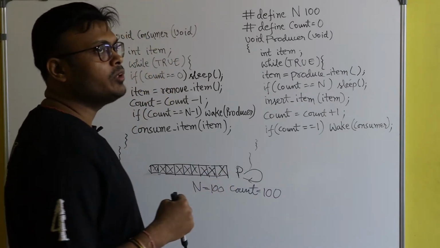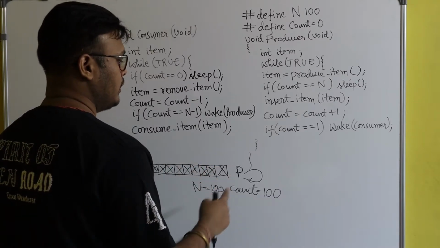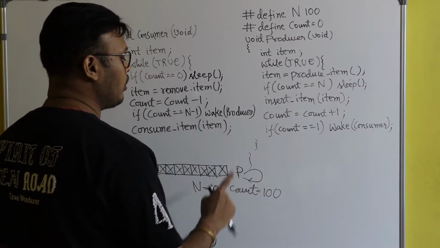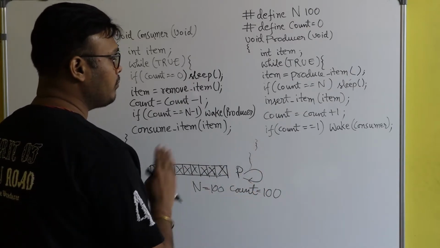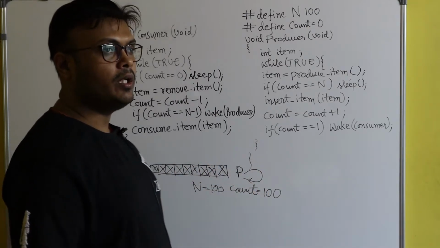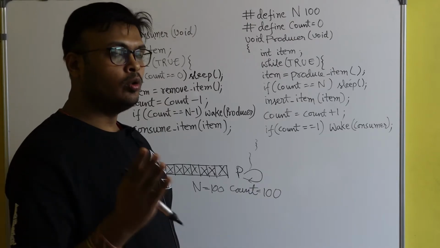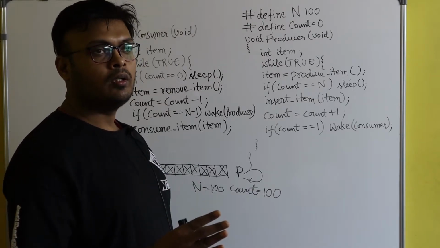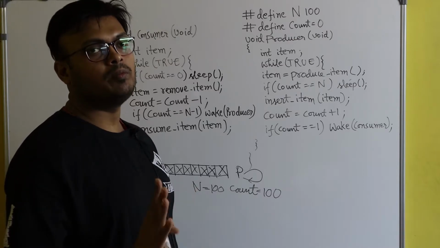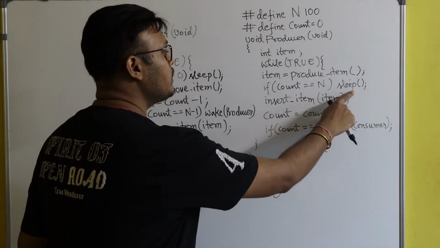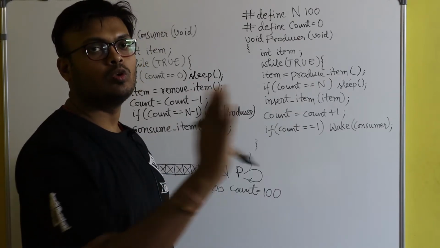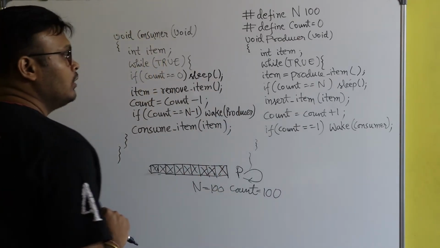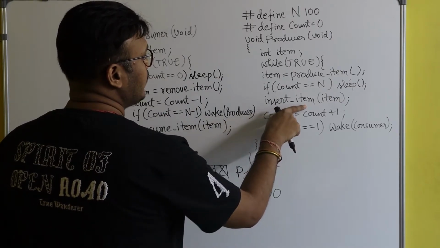In the busy waiting problem, generally what happens? The producer will keep on waiting for the buffer to become empty, and by doing this, the producer will unnecessarily waste CPU cycles. So here we have used a sleep system call. Rather than wasting CPU cycles, you just go and sleep. Fine. So now here you see, insert item.